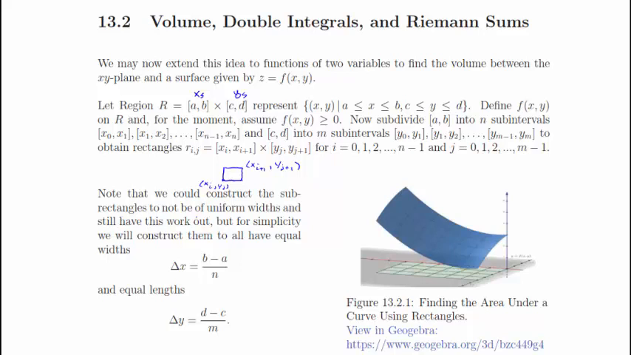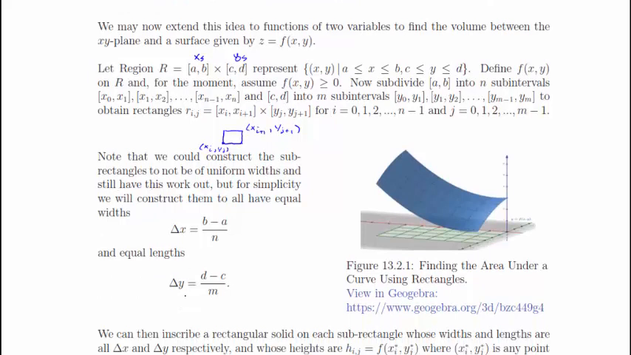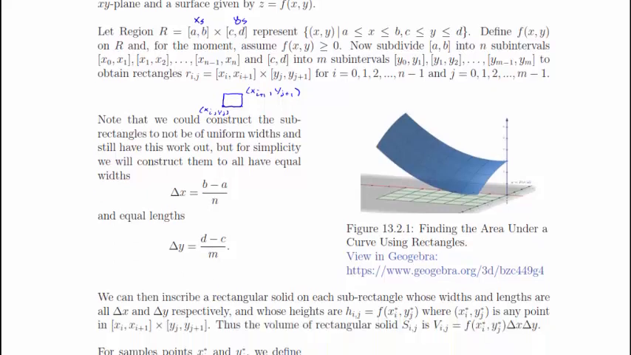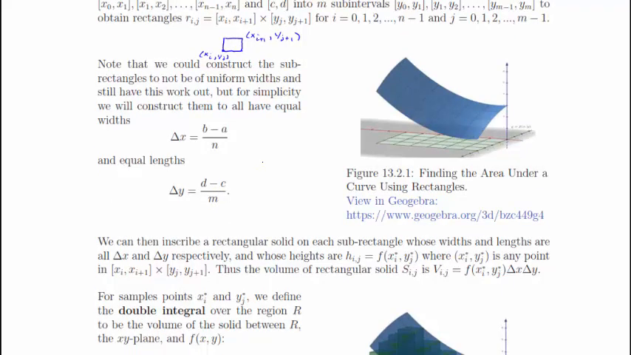Note that we could construct the rectangles to not be of uniform widths and still have this work out, but for simplicity we will construct them to all have equal widths, so that delta x equals (b minus a) over n, and equal lengths, delta y equals (d minus c) over m. Remember, n is the number of intervals that we have in the x direction. There's actually one less cut than that. And m is the number of intervals we have in the y direction. So this is going to give n times m rectangles of equal width and length.